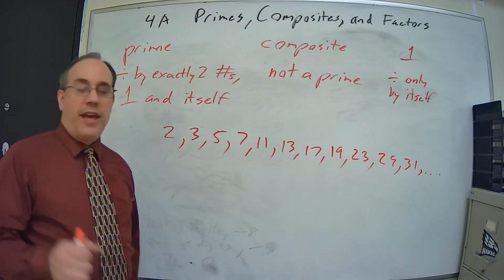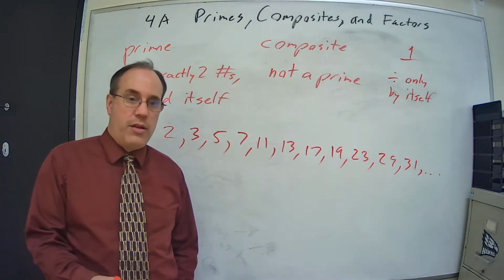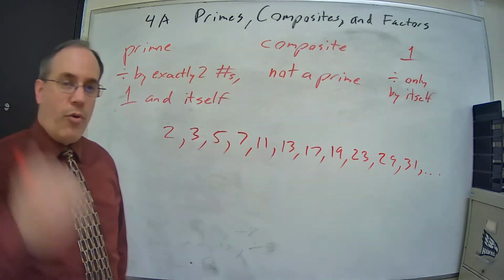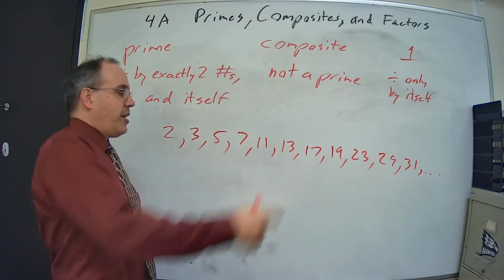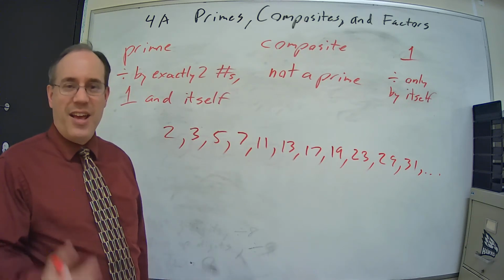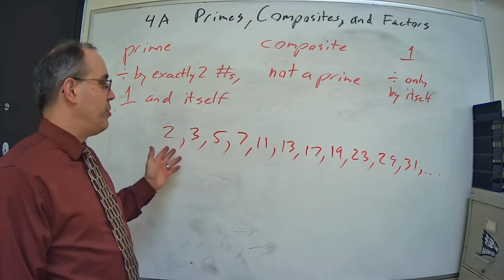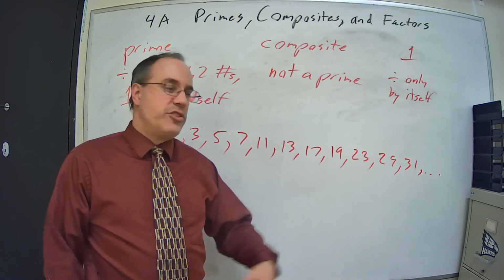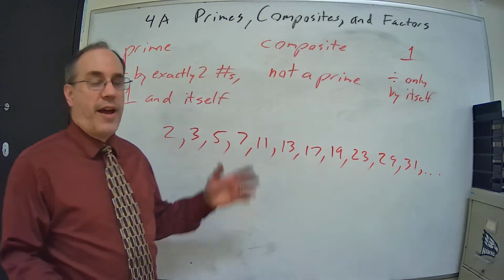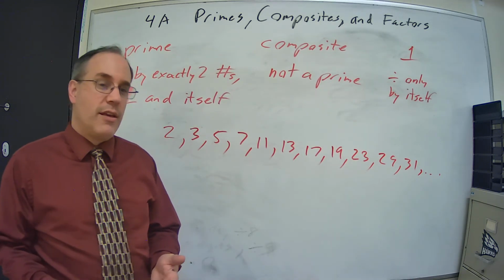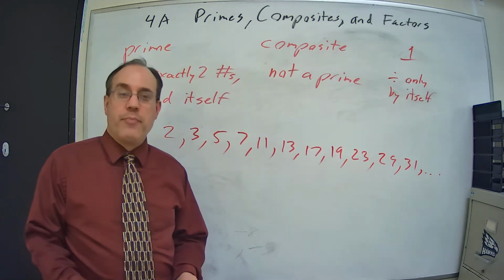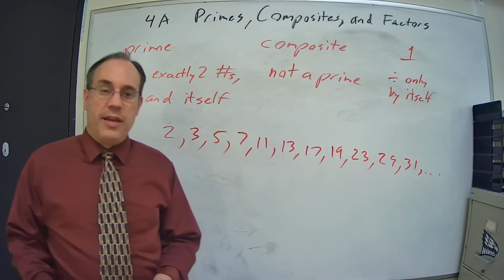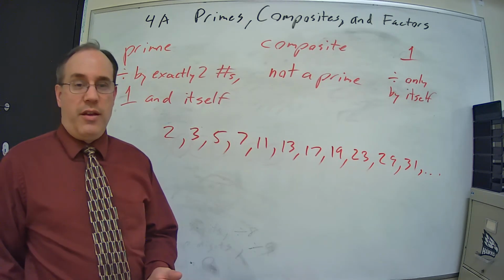I will tell you that there is no order or logic, I hate to say that, but there's no order or logic to prime numbers. There is no formula that you can use to find all the prime numbers. In fact, what they do to find prime numbers is they use a brute force method.